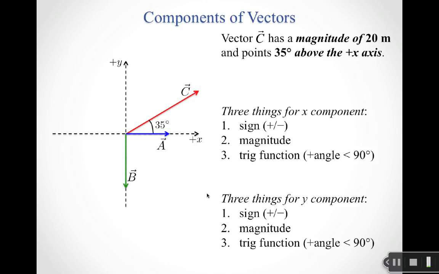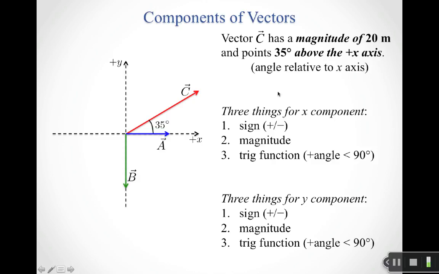Vector C is a little bit different though. Vector C doesn't point along a coordinate axis, so it doesn't lie along x, and it doesn't lie along y. It points up and to the right. So what we need to do for vector C is figure out three things for each component. First, the sign, positive or negative. Second, the magnitude of vector C, which is information that we're given. And third, which trig function we need to use with an angle that's less than 90 degrees. We'll say, here's an angle less than 90 degrees that's easy to define using a trig function.